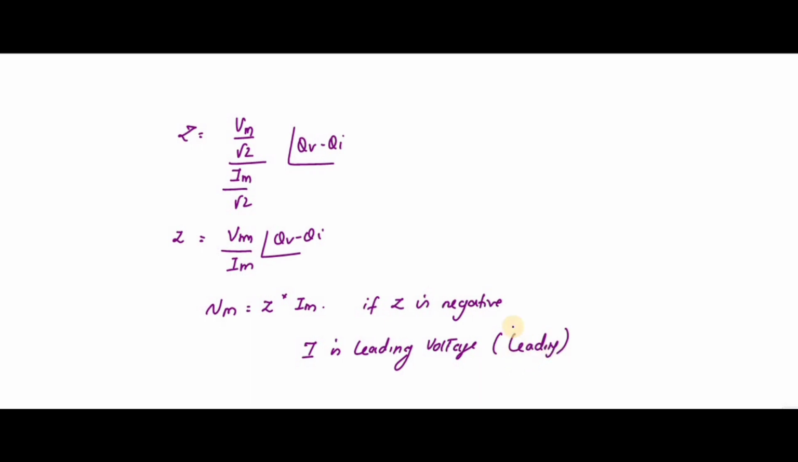Okay, that is, the power factor is leading. Whereas for the next case, if the Z value is positive, it means current lags voltage. So therefore it is lag. Power factor is lag.